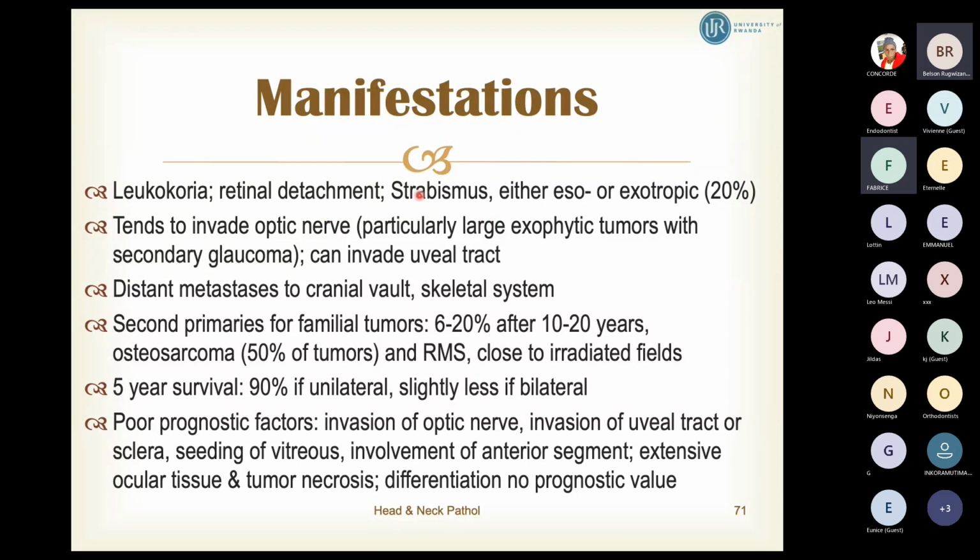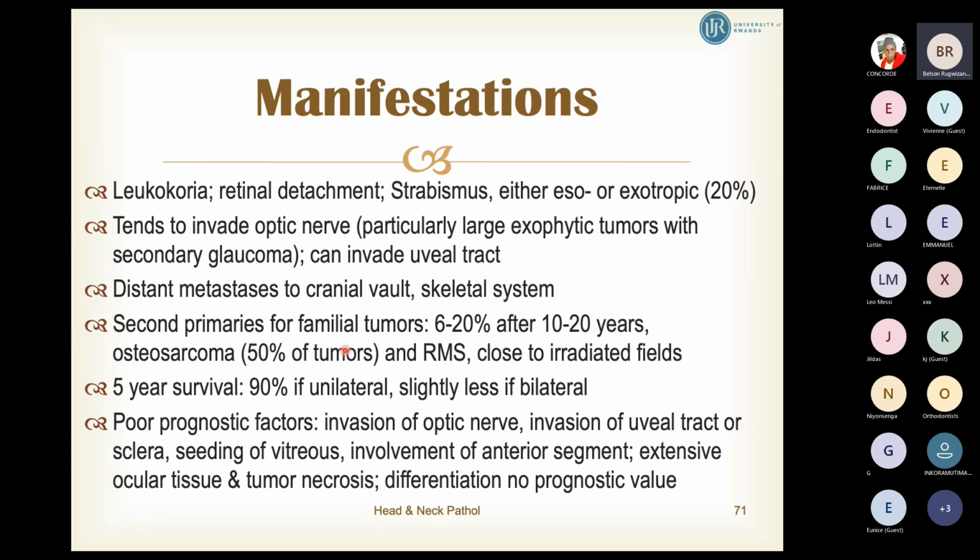Strabismus, which can be esotropic or exotropic. They tend to invade the optic nerve. Most of the cases of retinoblastoma I saw invaded the optic nerve. When the eye is removed, part of the optic nerve is also cut. So one thing we check is whether that margin of the optic nerve is involved by the tumor or not. When it is involved, it means the surgeon has left a part of the tumor inside the orbit, and probably the cancer cells have gone to the brain.